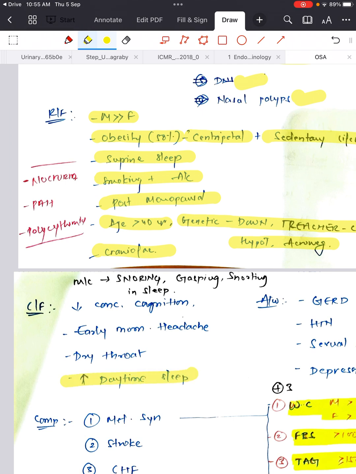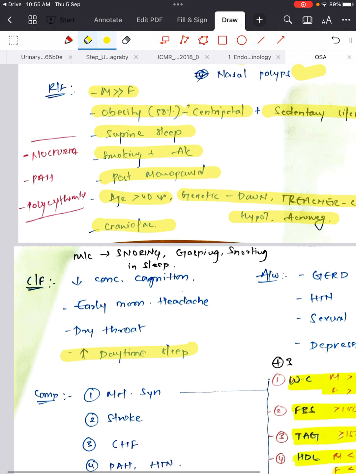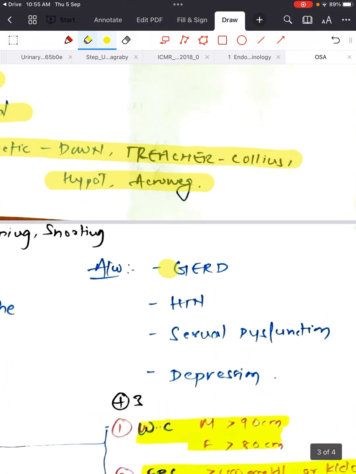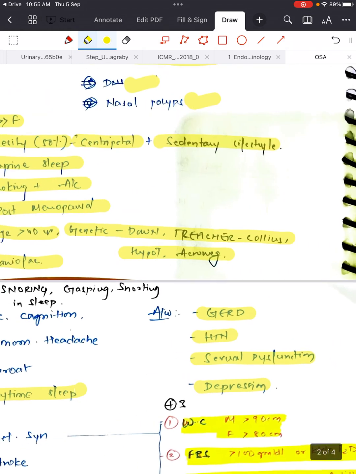Other than that, the patient will have hypertension, and might have nocturia also. The patient will have symptoms of pulmonary artery hypertension. If you see the blood investigations, you'll find that the patient might have polycythemia also. It is associated with GERD, hypertension, sexual dysfunction, depression; all these symptoms can also be there with the patient.